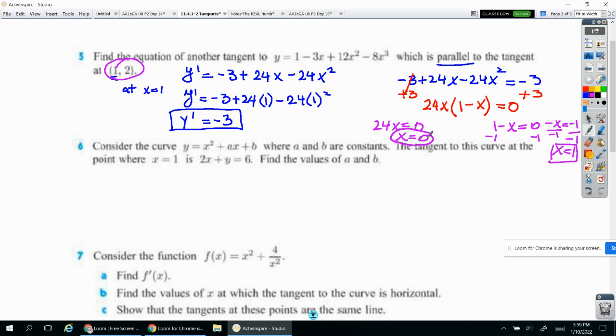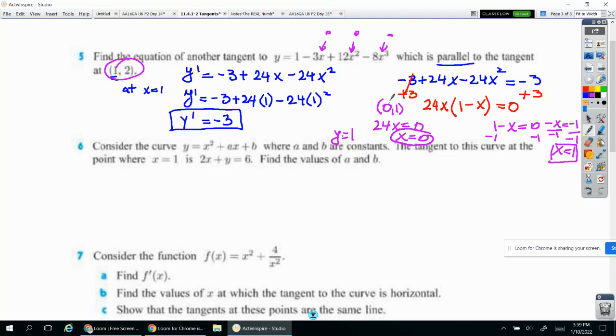So if I plug in x equals 0 into the original equation, I will get that. I substitute 0 here, 0 here, and 0 here. All of these terms will become 0. So I immediately see that my y is 1. So what's the point? The point is (0, 1). That's the contact point of the second tangent.